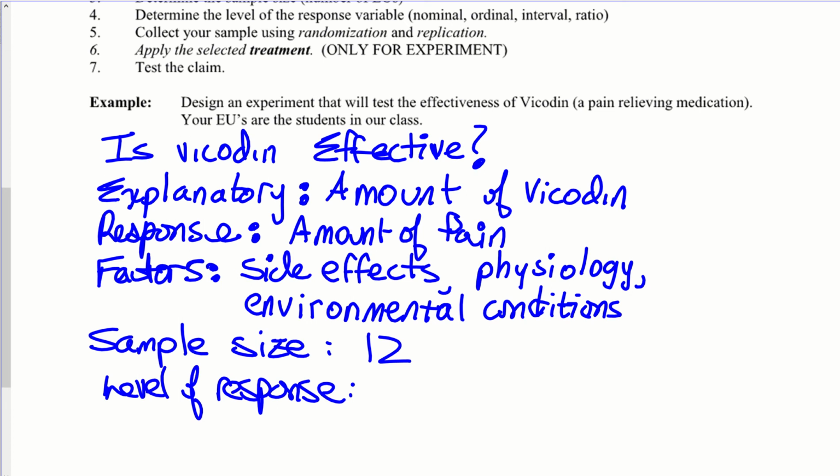All right, the level of response: nominal, ordinal, interval, or ratio. Well, it depends on how we're defining pain. All right, so, and this is where you have a lot of wiggle room. I'm going to say scale of 1 to 10.